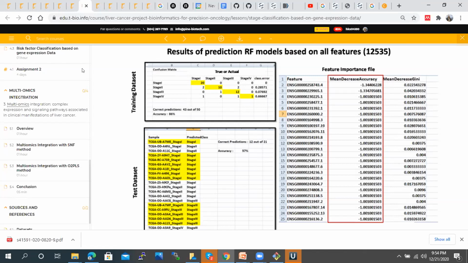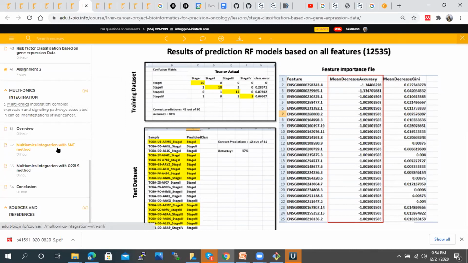It could be the risk factor, it may be the stage classification, it could be something simple like gender. So we ask whether multi-omics integration helps us understand the association of this data with any clinical factor. For that we have explored this third type of analysis, that is multi-omics integration.